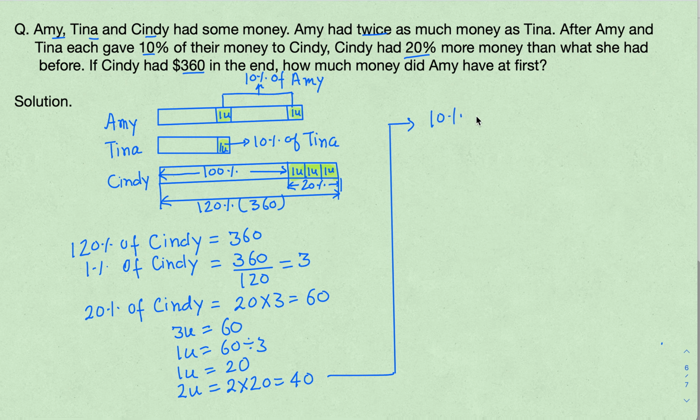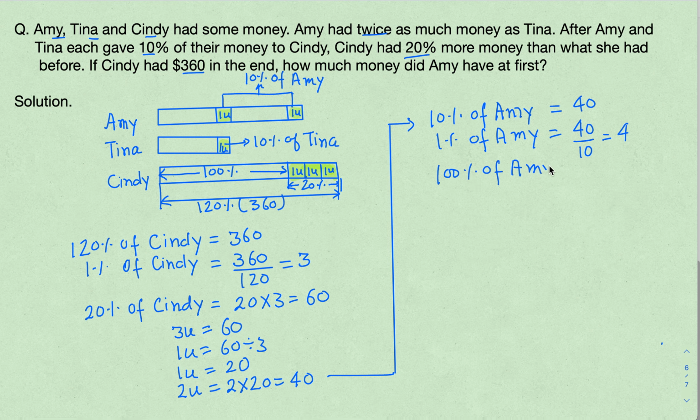So from here we can say 10% of Emmy's money is equal to how much? It is $40. So how much will be 1%? So 1% of Emmy's money will obviously be 40 divided by 10. That will give us 4, right? So how much will be 100%? So 100% of Emmy's money will be 100 times 4. That will give us $400. Okay, so basically that answers our question, right? What was our question? How much money did Emmy have at first? So here is the answer. Emmy had $400 at first.